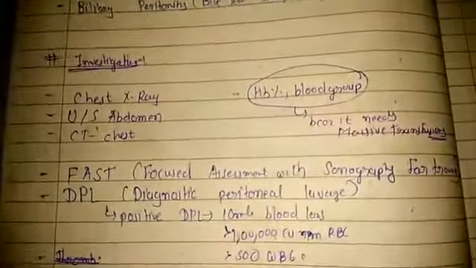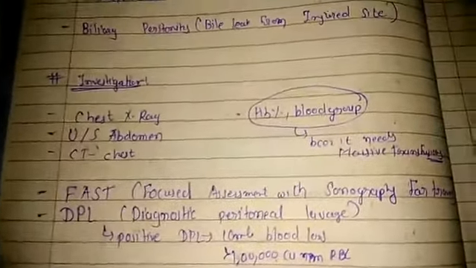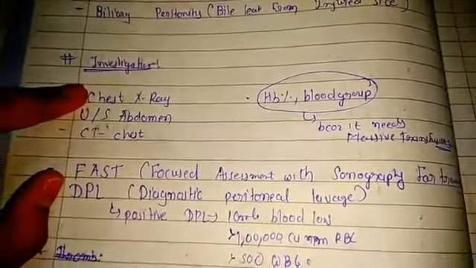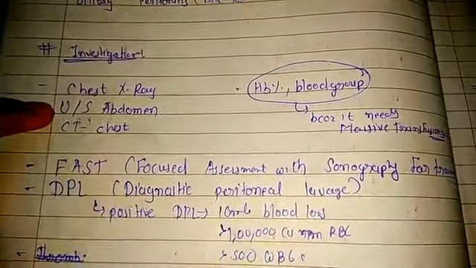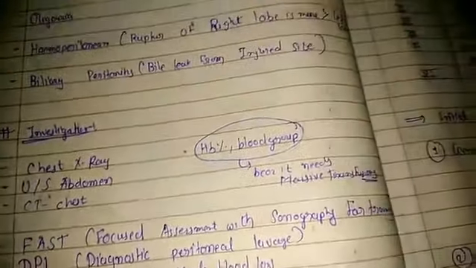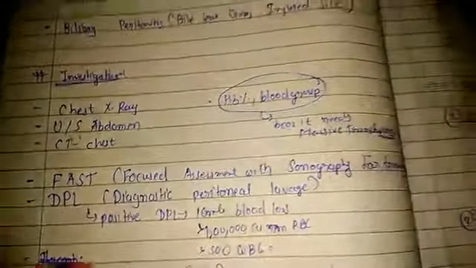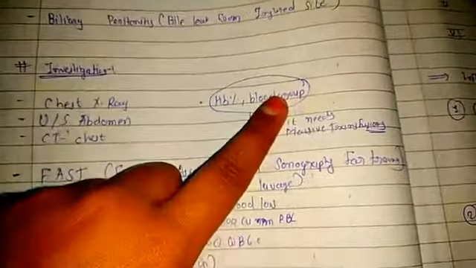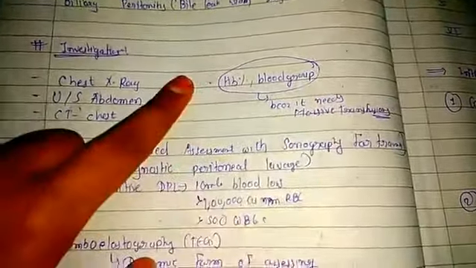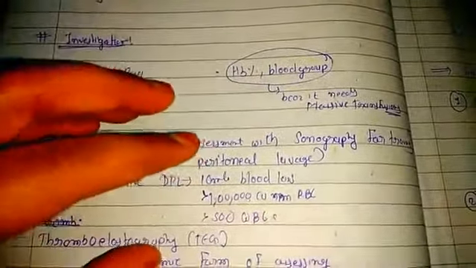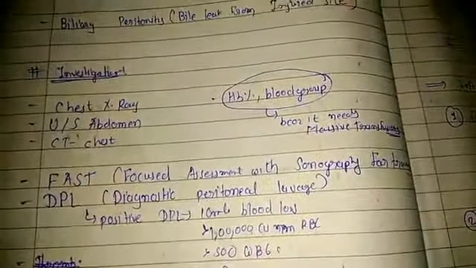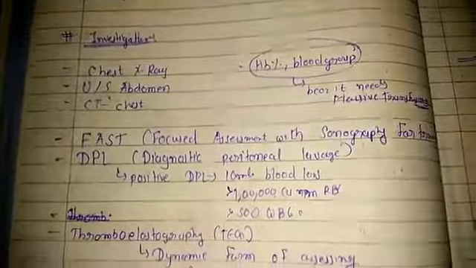What are the investigations we go for? The first, which is common in many injuries, is chest X-ray, ultrasound of abdomen, and CT scan of chest. These are the most common investigations in all types of injury. Then we can go for hemoglobin and blood group. We go for blood group because massive transfusion is needed in liver injury. So if we know the blood group of the patient, we can use that blood for transfusion.